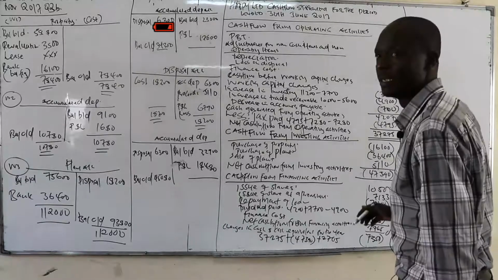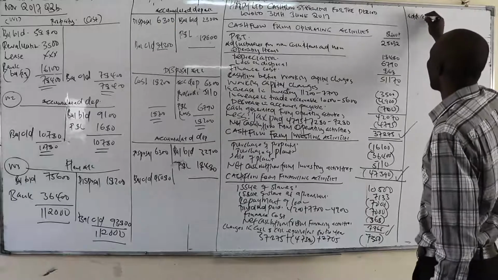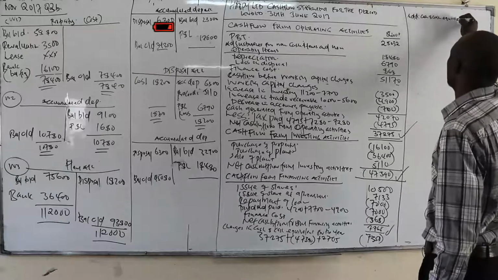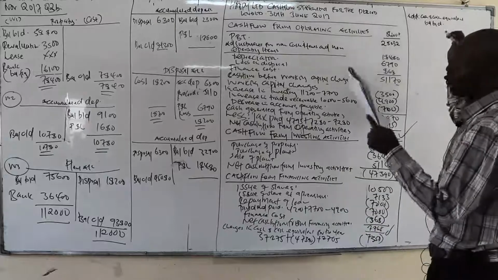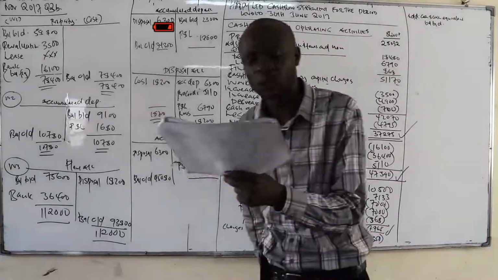Like that. Yes. Then you're going to add cash and cash equivalent balance brought down. So you're going to check the cash and cash equivalent. What do we mean by cash and cash equivalent?